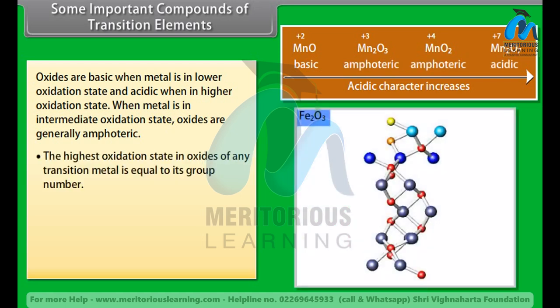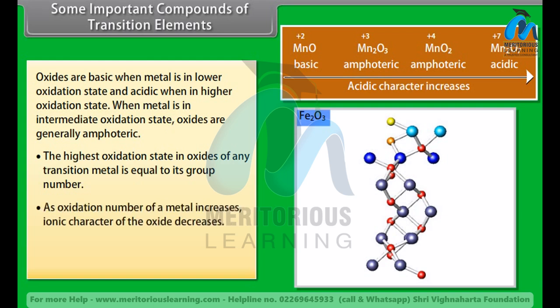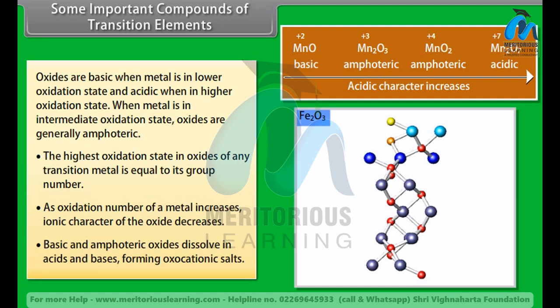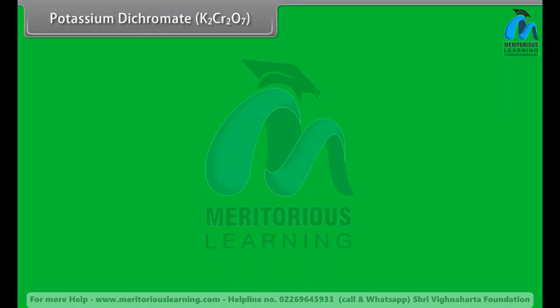The highest oxidation state in oxides of any transition metal is equal to its group number. As oxidation number of a metal increases, ionic character of the oxide decreases. Basic and amphoteric oxides dissolve in acids and bases, forming oxocationic salts. Potassium dichromate.